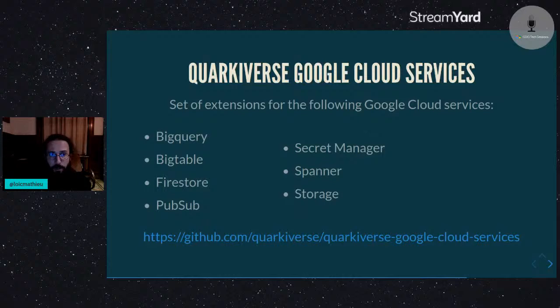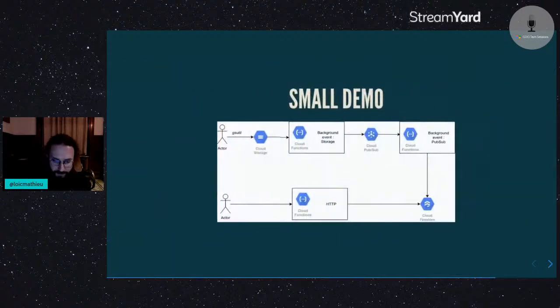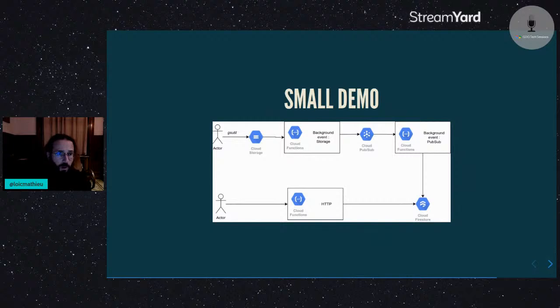And I will also use some extensions from the Quarkus Google Cloud Services. It's an extension pack, a set of extensions for various Google Cloud services. Currently, it supports BigQuery, Bigtable, Firestore, Pubsub, Secret Manager, Spanner, and Storage. The extensions are not in the Quarkus core repository, but in a community-driven repository called the Quarkiverse, just because the core repo of Quarkus is too big. Okay, this is the demo I will do.